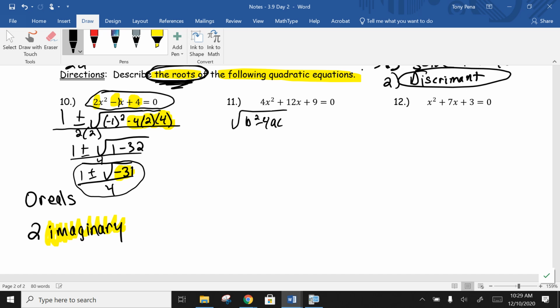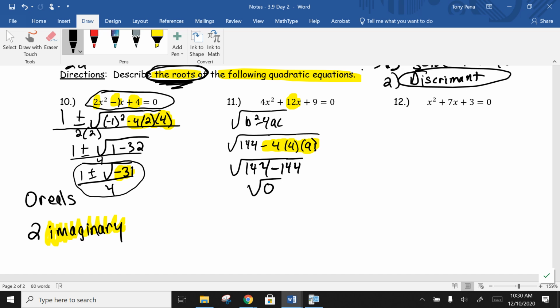B squared minus 4AC. B is 12, so that's our B. So 12 squared is 144, minus 4 times A times C. Ooh, I might need a little help with that one. 3672. Oh, never mind, I know what it is. All right, so we now multiply all these together. Negative 4 times 4 is a negative 16, and then a negative 16 times 9 would be a negative 144. So our discriminant is 0.